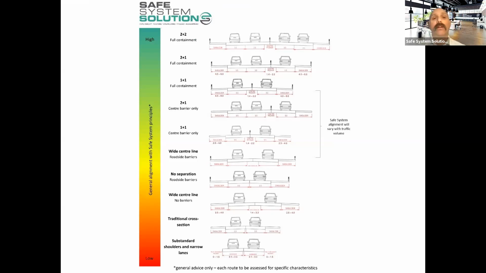But anyway, this is just a very generic sketch, and it's site by site. You need to be thinking about all sorts of things, and a safe system assessment is a great way to help this. But you can see here high alignment with safe system principles, low alignment with safe system principles down here, and we have this cross-sectional hierarchy to a degree. It would depend on volume, obviously, and many other characteristics. But generally, barriers all the way through, protecting. And I don't think that's rocket science, and it's not breaking news to many of you.